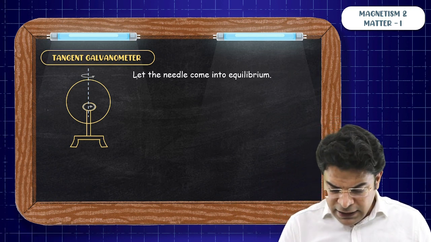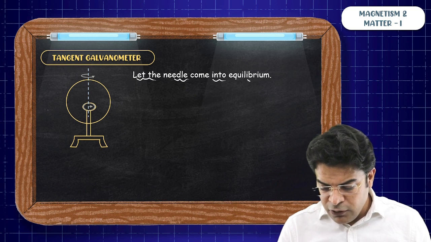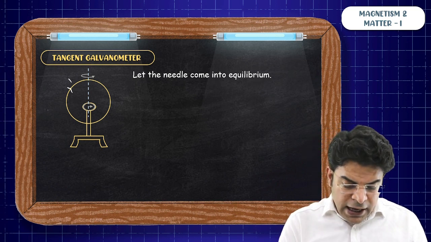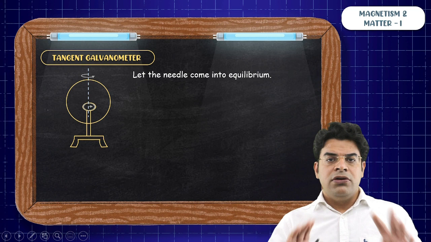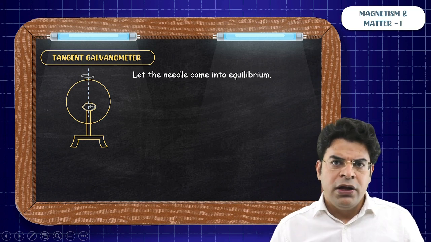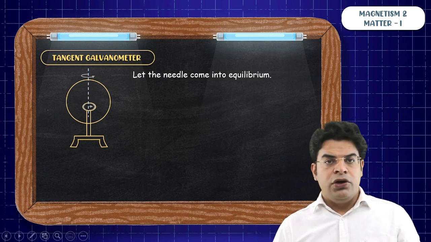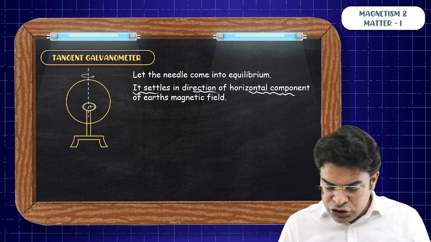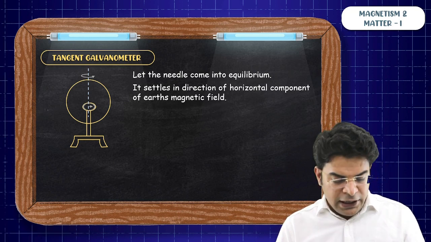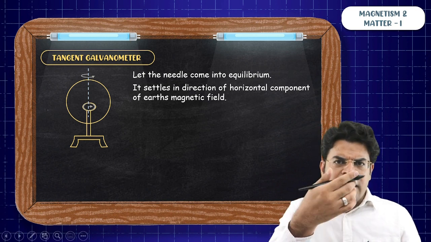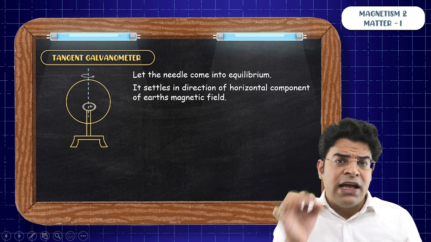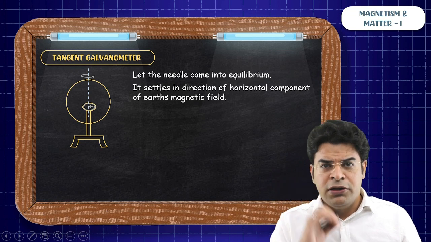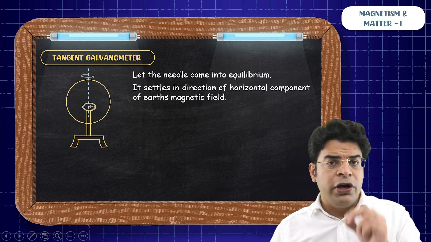So let the needle come into equilibrium without driving any current in the coil. So first, do not drive any current in the coil and let the magnetic needle come into equilibrium. It settles in the direction of the horizontal component of Earth's magnetic field. So in whichever direction this needle settles, that is the direction of the horizontal component of Earth's magnetic field. Now the next point is important.